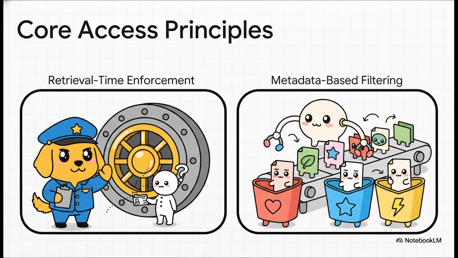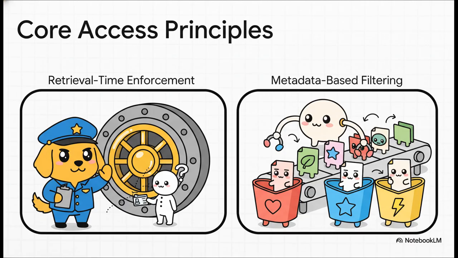There are two core principles you have to explain. First is retrieval time enforcement. This is the golden rule. Permission checks must happen before any data is retrieved. If a user doesn't have access, the data is never pulled. The LLM doesn't even know it exists. So how do you do that?